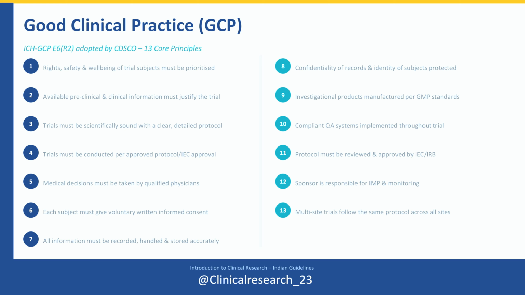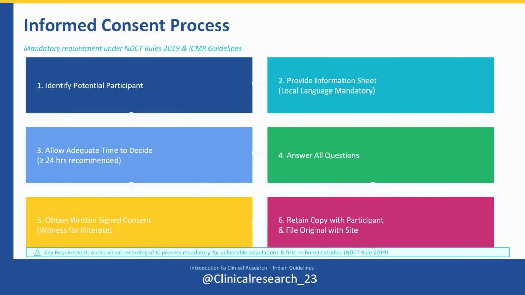Overall, these principles from the Indian Guidelines and ICH-GCP E6 R2 help us maintain high standards of ethical conduct, quality, and scientific integrity in clinical research. Let's go through the key steps in the informed consent process as outlined in the Indian Guidelines. First, identifying a potential participant is crucial.